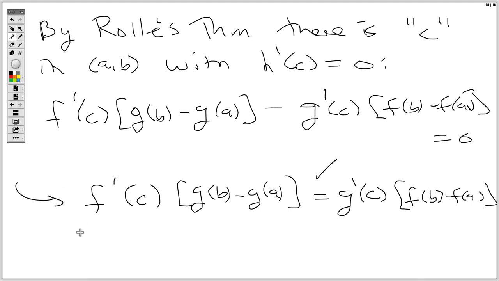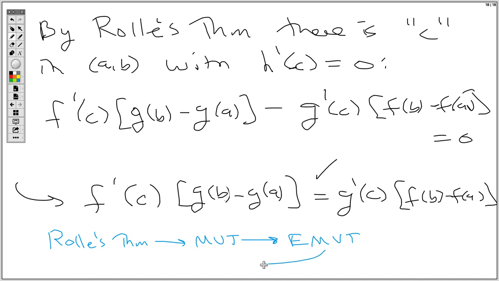So once again, in the grand scheme of things, we had Rolle's theorem, which gave us the mean value theorem, which gave us the extended mean value theorem. But the extended mean value theorem reduces down to Rolle's theorem. And so these are all logically equivalent. Okay. If you take g of x equals x, then the extended mean value theorem gives you the mean value theorem. Okay. You kind of see how the proof goes together.